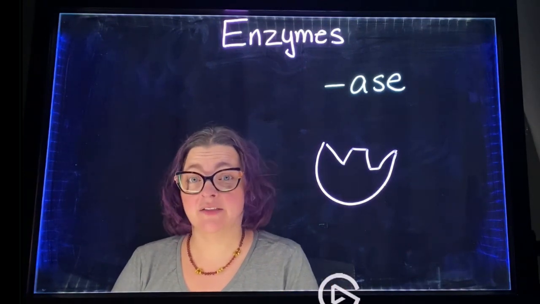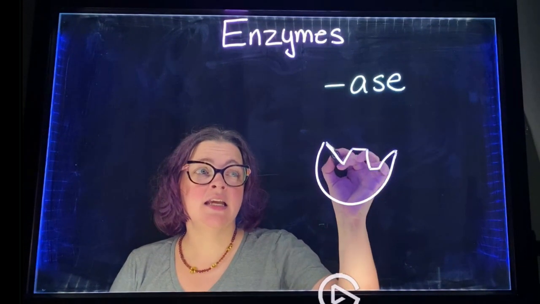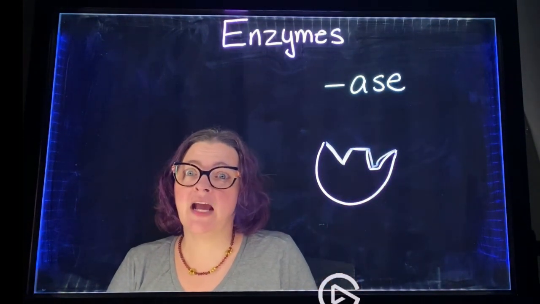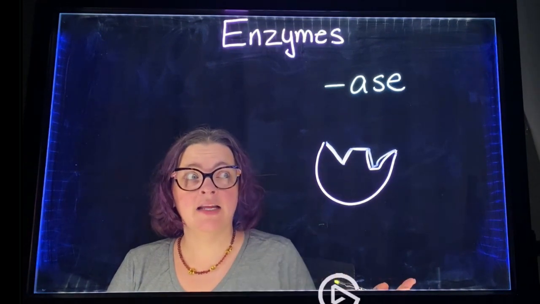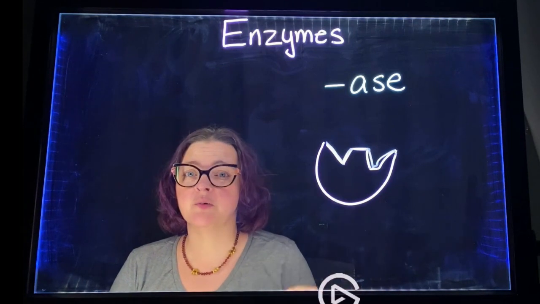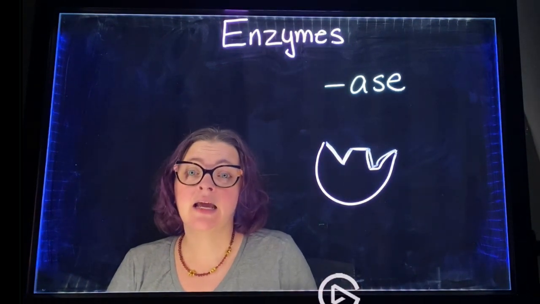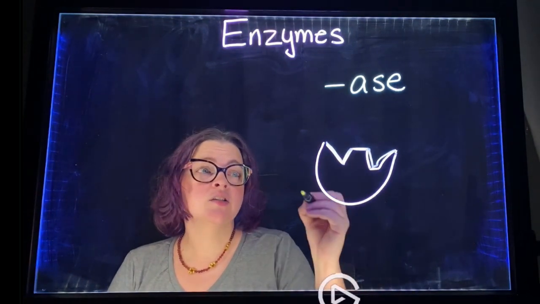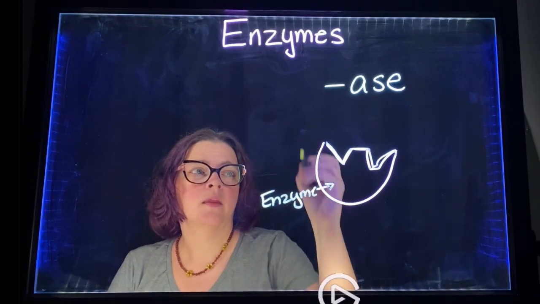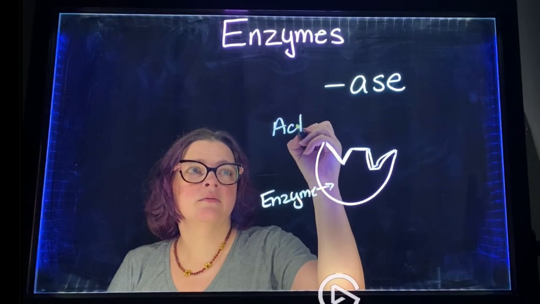Enzymes have an active site. The active site here is the place where the reaction occurs. So on our enzyme, we have this site where one or more molecules will come, sit, react, and then leave. So this is our enzyme. This is our active site.